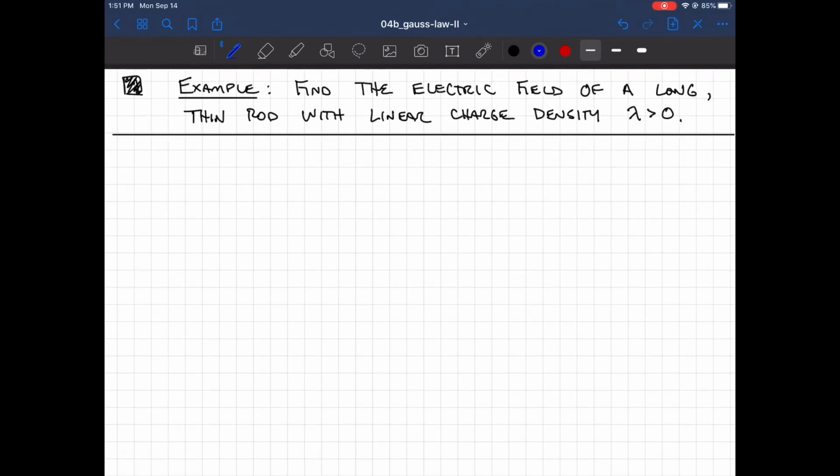Final example. Find the electric field of a long, thin rod with linear charge density lambda greater than 0. So in order to do this with Gauss's law, we really need to assume that the rod is infinitely long, because only if it's infinitely long will it have the symmetries that we need. So I'm going to draw it as such. I'm going to draw it as a thin rod that just sort of goes on forever.